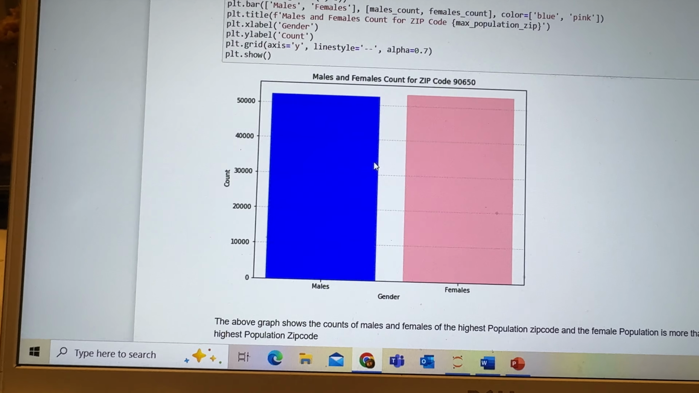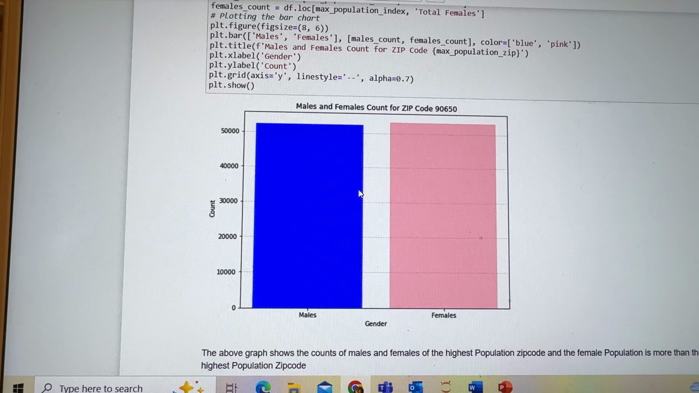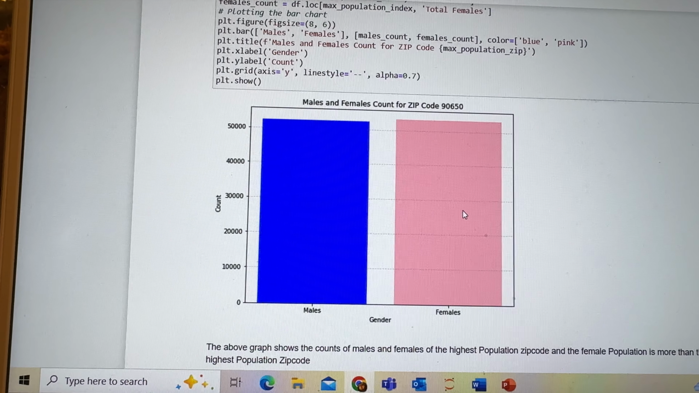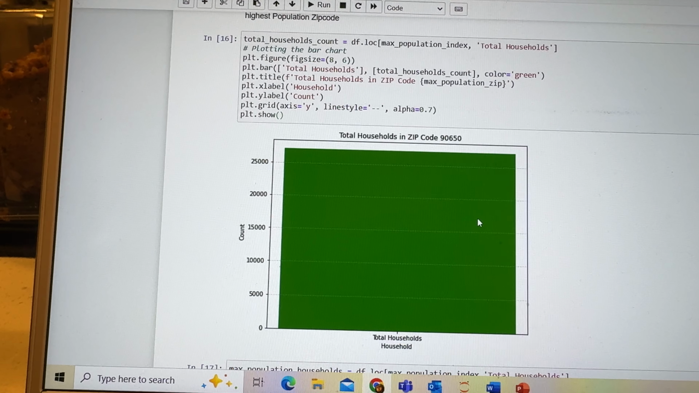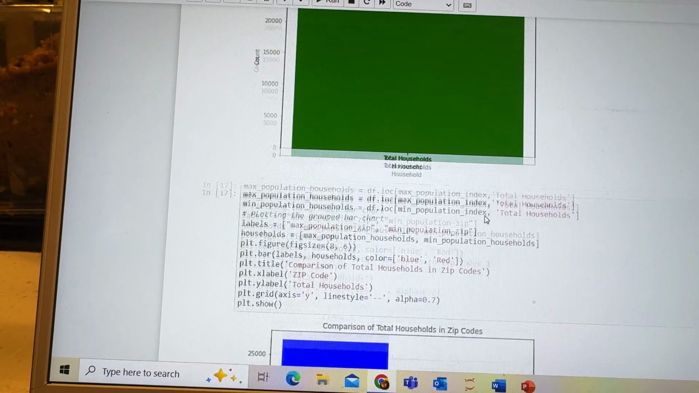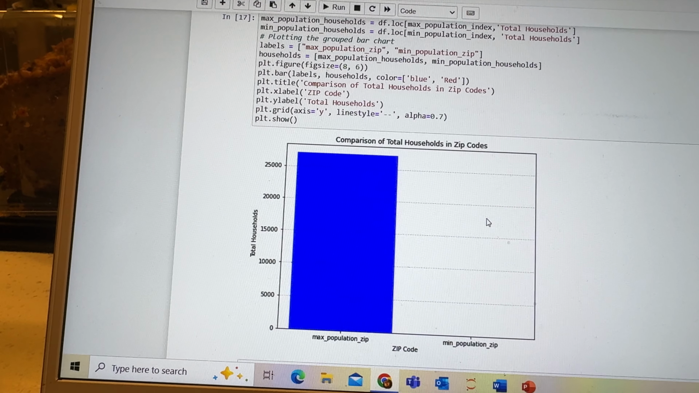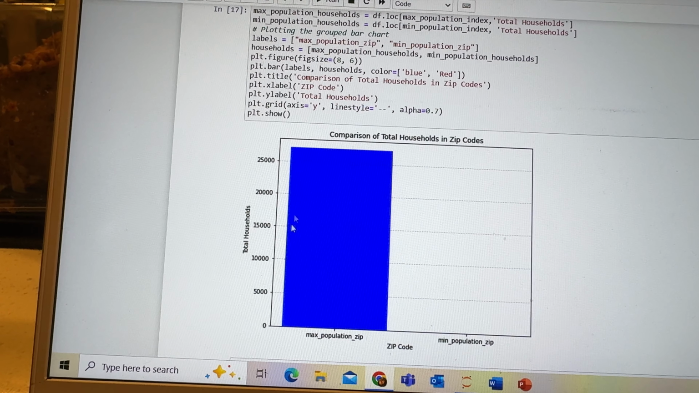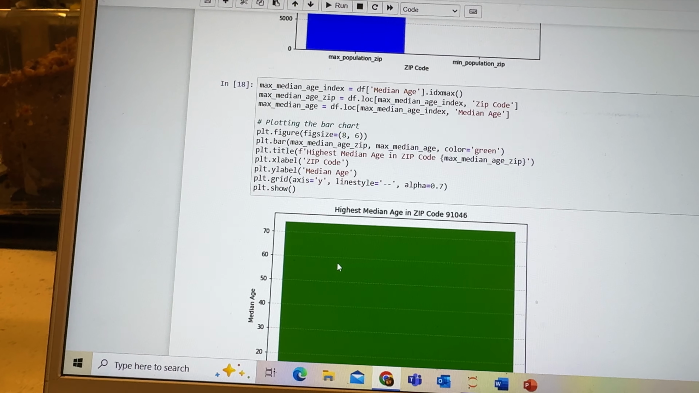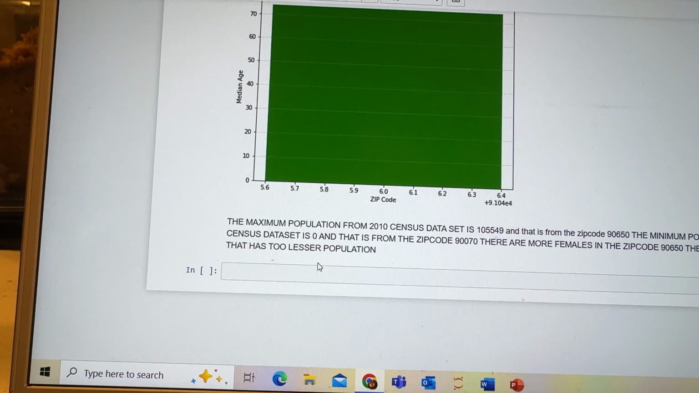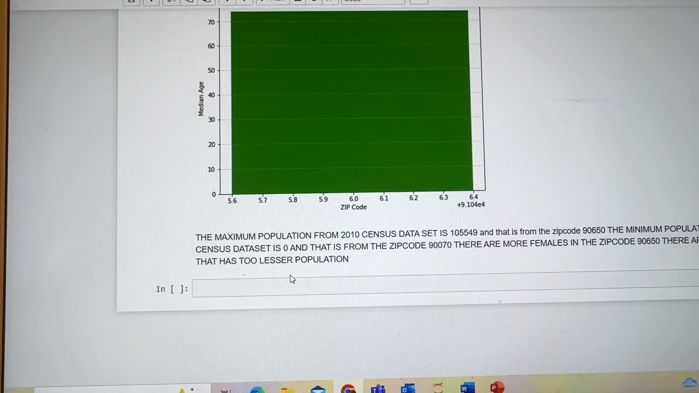And coming to this, in the zip code with the most population, 90650, there are mostly more females, and this is the bar chart for the households of the particular zip codes. Comparing households across the zip codes, the maximum population has more total households. That's a common thing. There are only a few zip codes with a lesser population.